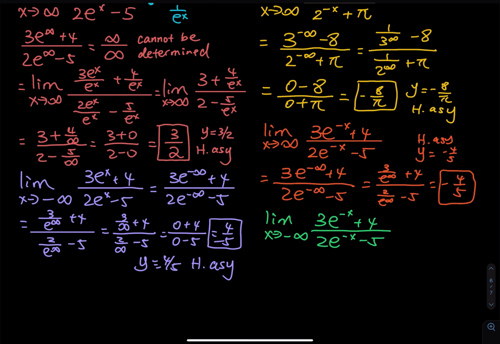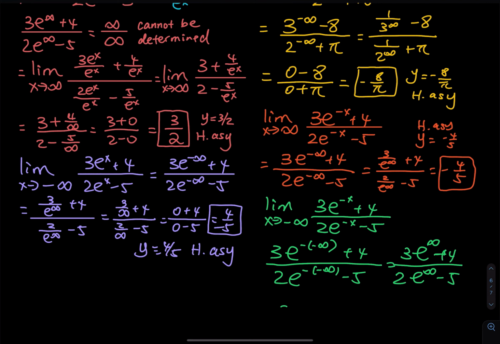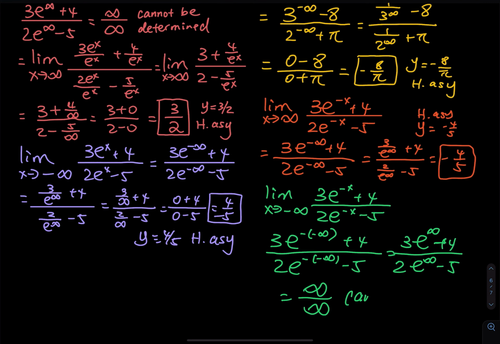If we force a plug-in, then we have 3e to the negative infinity, and then 2e to the negative infinity. So this is a plus 4, this is a minus 5. We have a problem. Then you have infinity over infinity. This cannot be determined.